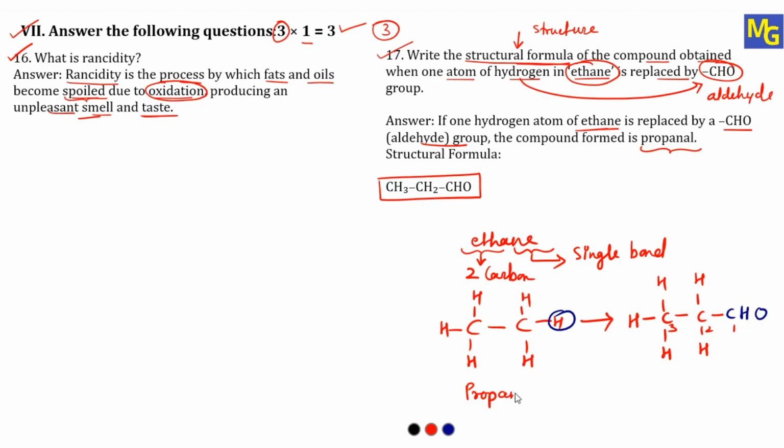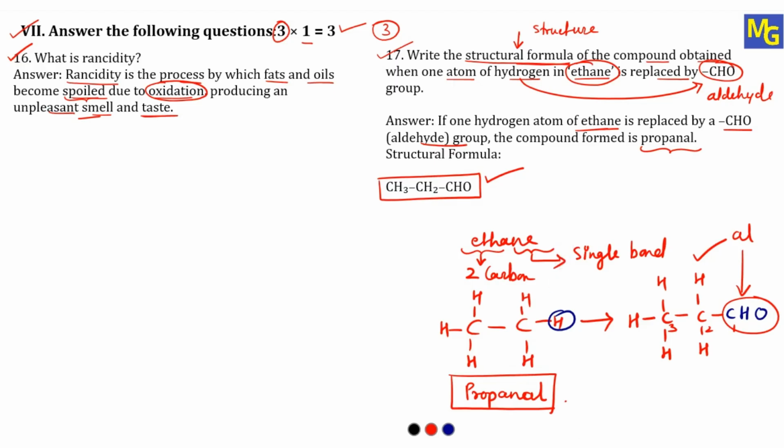Therefore, it is ane, propane. But if you see this group, it is an aldehyde group. And what is aldehyde? The aldehyde group is denoted by al. Therefore, in this propane, this e is replaced by al, and this is called propanal. Remember, the structural formula of this propanal is this one, or you can write this one. Both are correct. So this is the answer for question number 17.